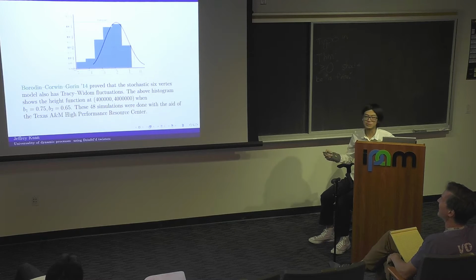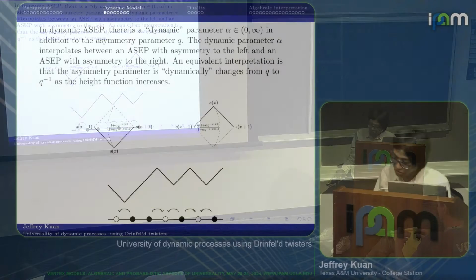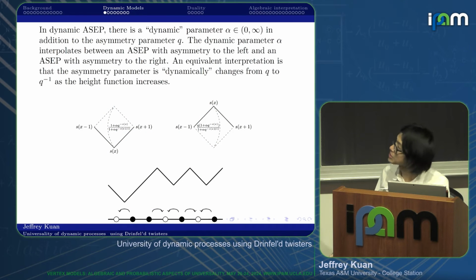OK, so that was some review, the first 8 minutes. So I will go on to explaining the next word in my title, which is dynamic. For dynamic models, there's a dynamic parameter alpha, which is a positive real number. And what this parameter does is that it interpolates the process between q and q inverse.